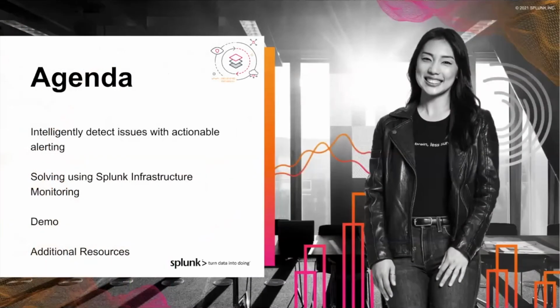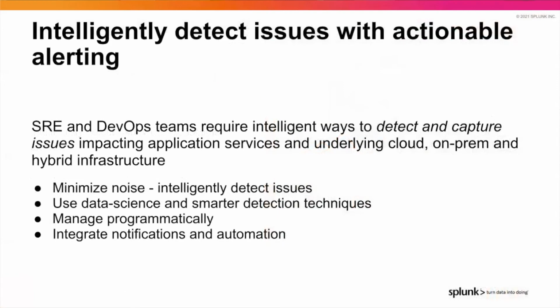In today's session, we're going to look at intelligently detecting issues with actionable alerting. And what that really means is we're going to look at how to set up accurate alerts using data science algorithms to avoid the alert noise. And we'll use Splunk infrastructure monitoring. You'll see a demo, and not just of defining the alert triggers, but how to also integrate with notification and automation workflows. So this is the goal.